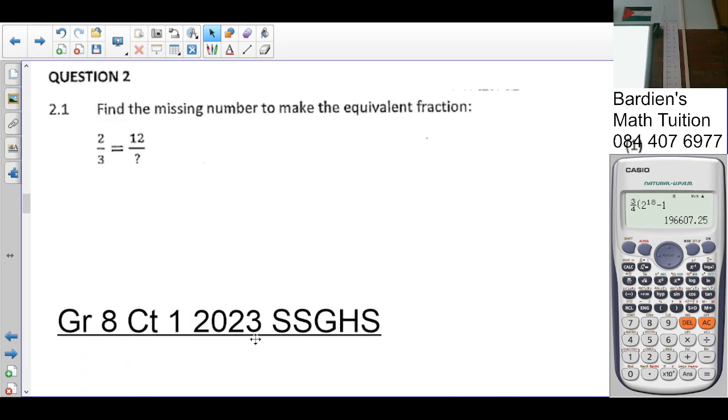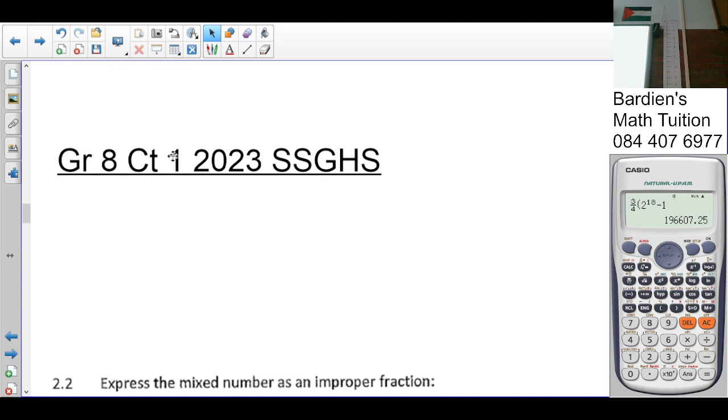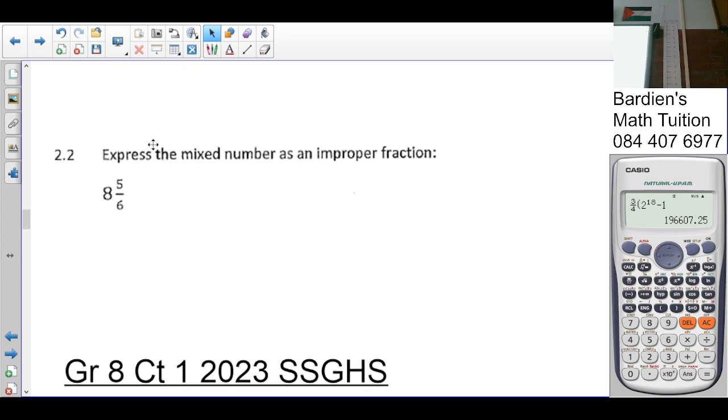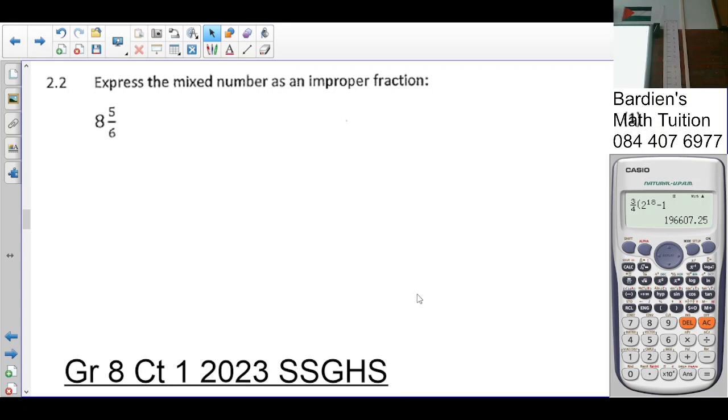Question 2.1, fill in the missing number to make the equivalent fraction. So 2 multiplied by what is 12? 6. So 3 multiplied by 6 is 18. So 18 is what they're looking for there. Okay, the next one. Express the mixed number as an improper fraction. That's simple. We're doing that all the time. You multiply, add. So 6 times 8 is 48 plus 5 is 53 over 6. Okay. Next.